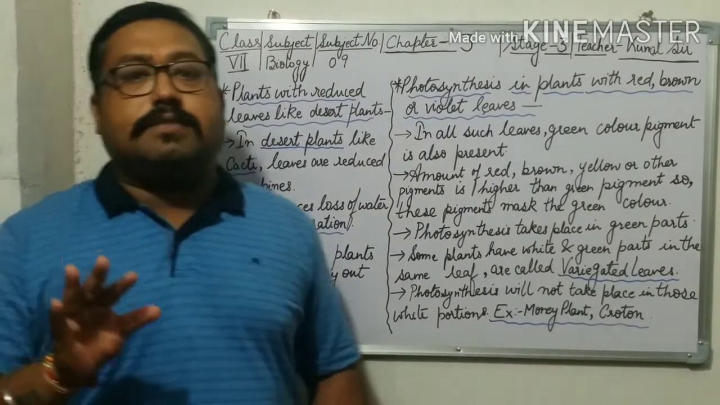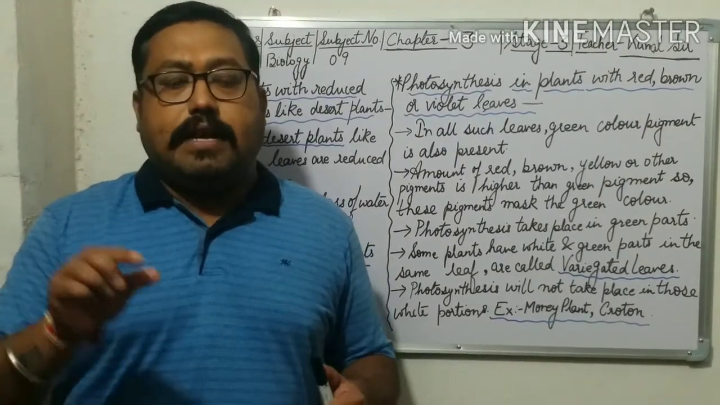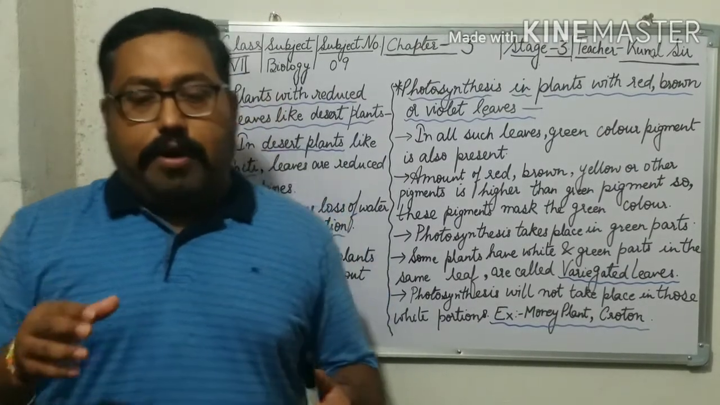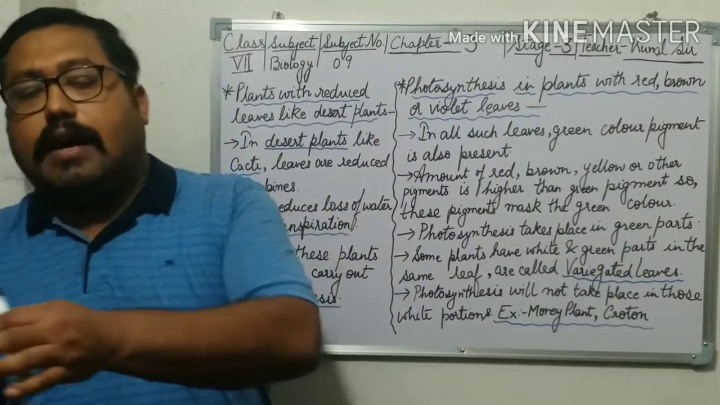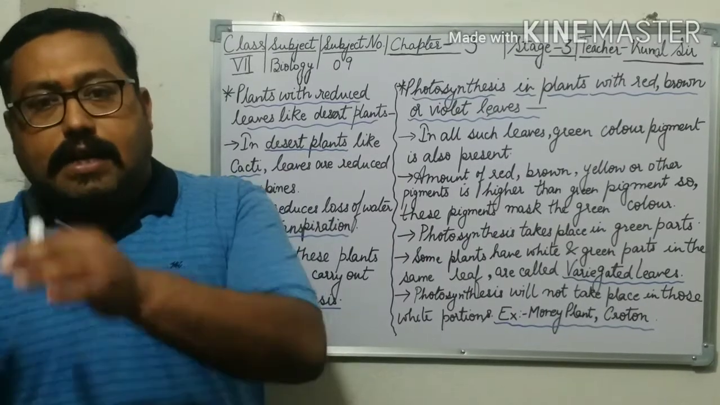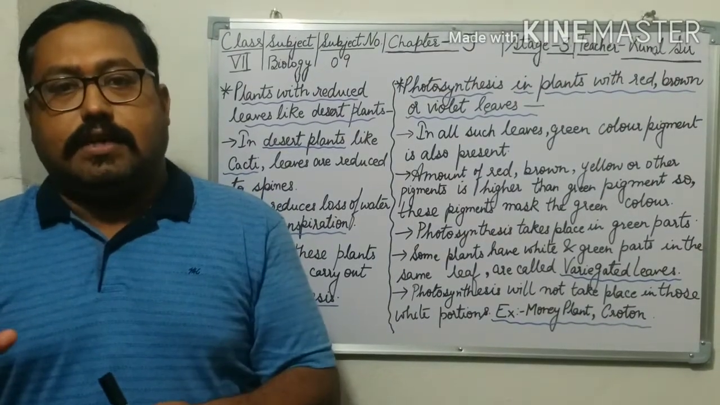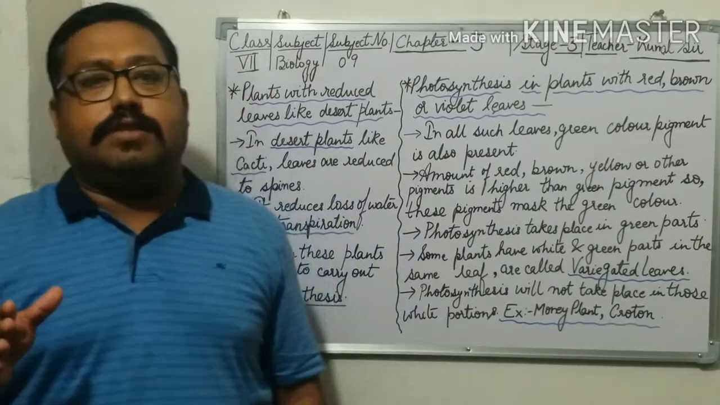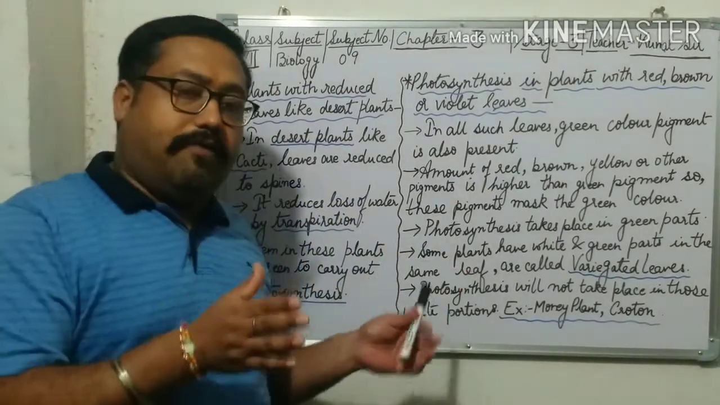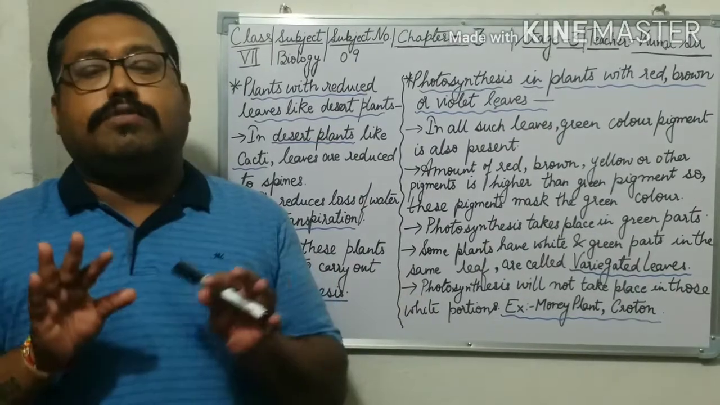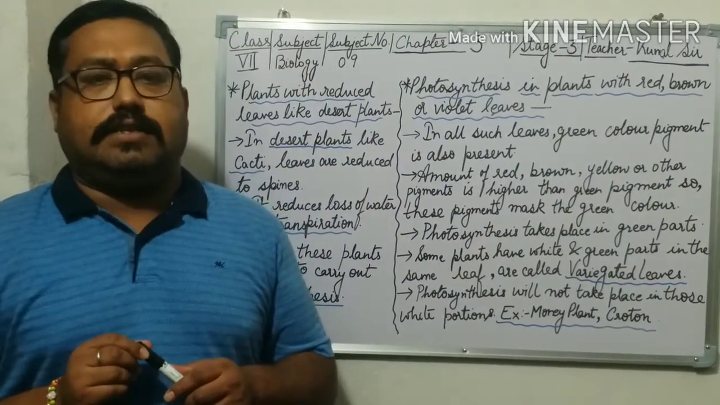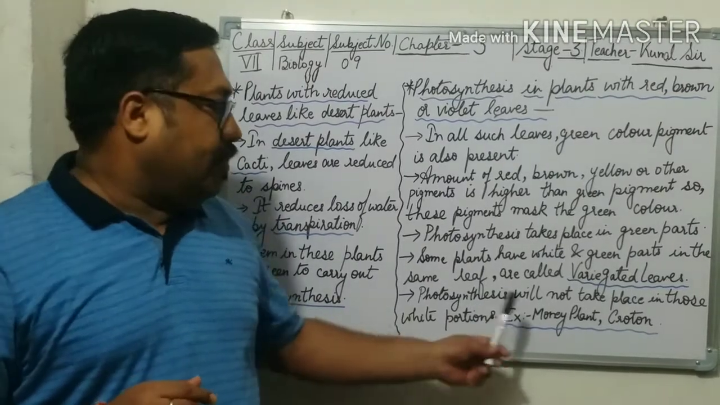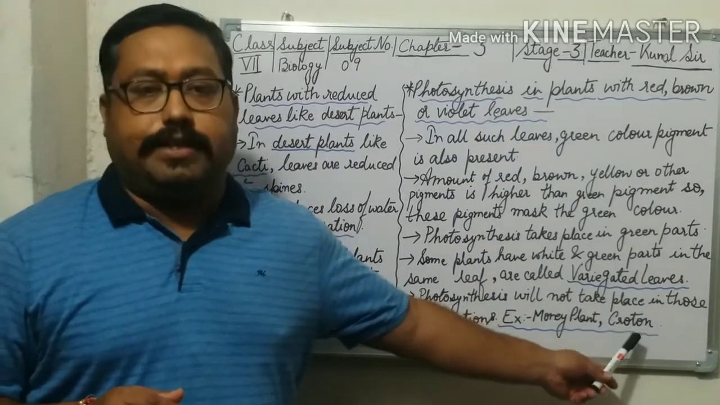The photosynthesis process does not happen in the white portion of the leaves, because the green pigments help in the process of photosynthesis. The parts which have a green color help in photosynthesis. The parts which have a white color or other color do not help in the process of photosynthesis. Okay, examples can be money plant and croton.